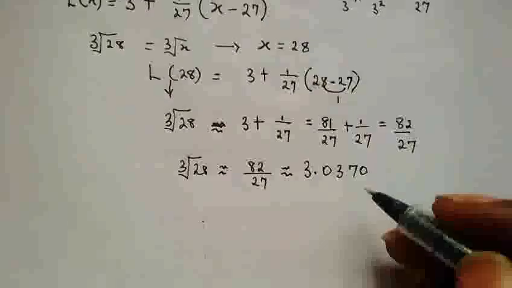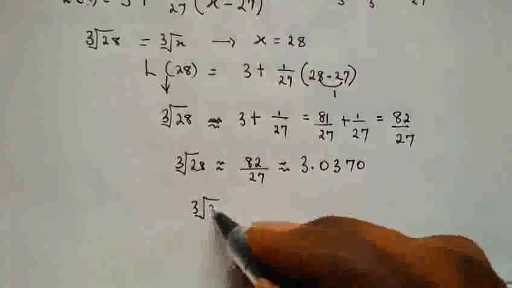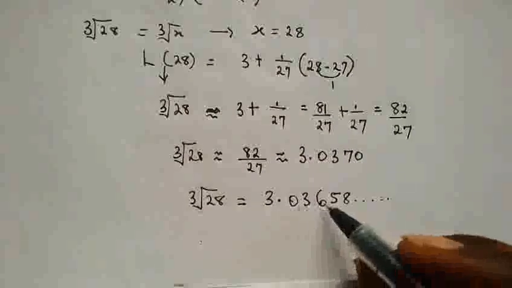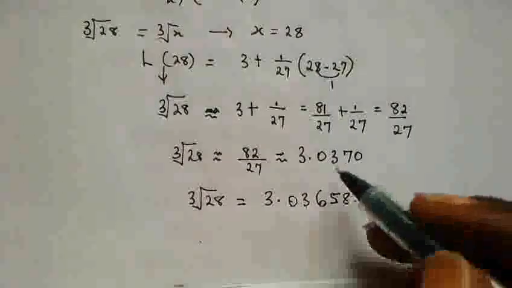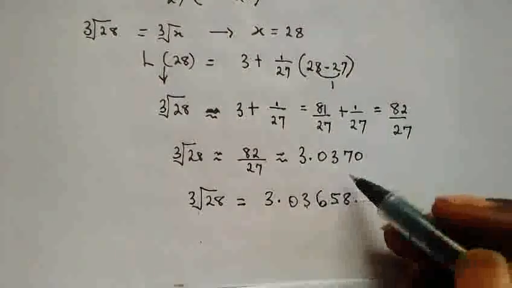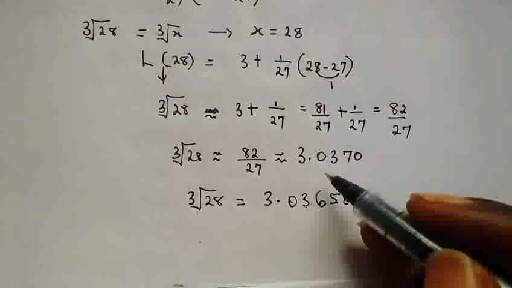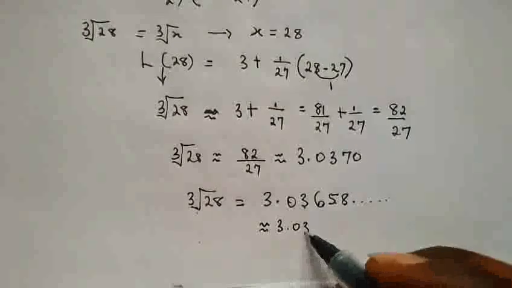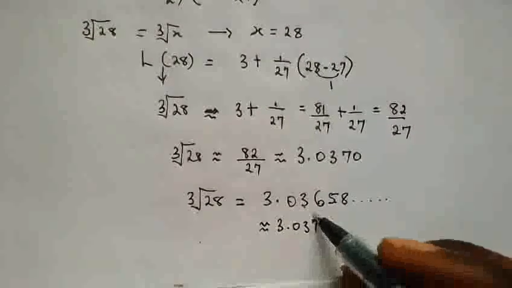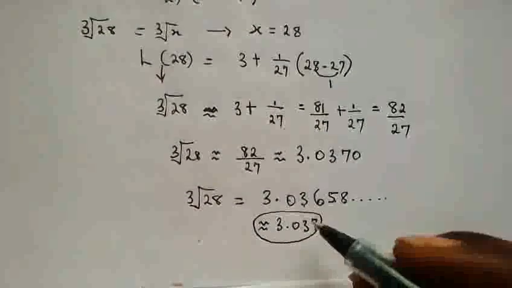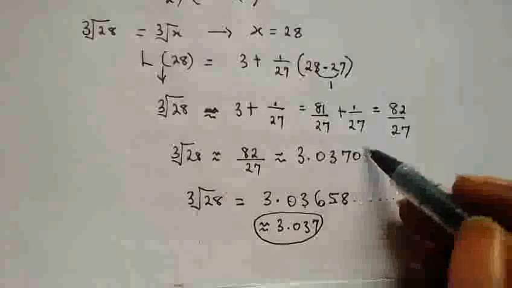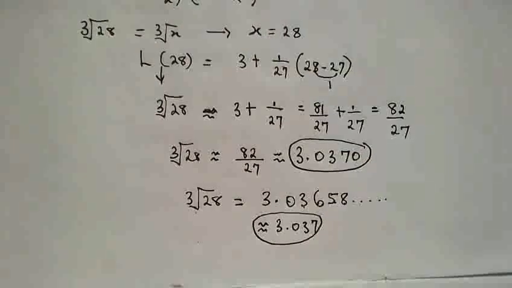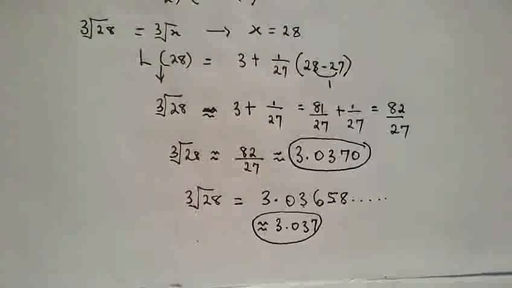3.0370. Okay, now calculator gives the cube root of 28 to be equal to 3.03658, and so on. So with our linear approximation, we are able to at least approximate this to 3 good decimal places, because from here we have 3.03, rounding up, so we get 37, and this is the right approximation. So we deduce that the cube root of 28 is approximately equal to 3.0370. Thank you for viewing, and please make sure you subscribe to my YouTube channel for more interesting videos.